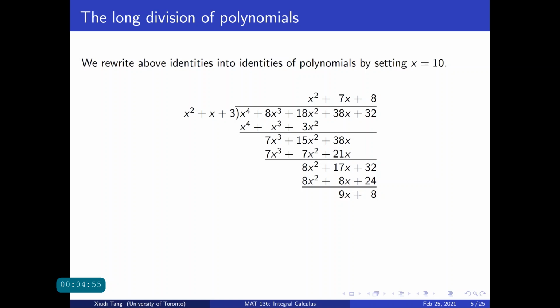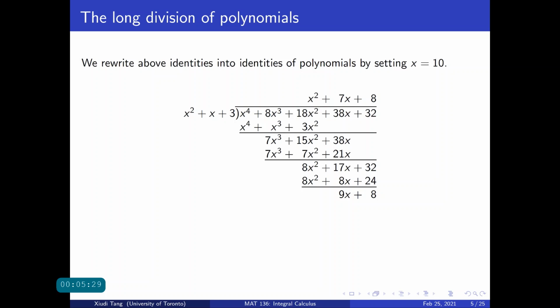We will see that the dividend is x to the 4th plus 8x cubed plus 18x squared plus 38x plus 32. The divisor is x squared plus x plus 3. And the quotient is x squared plus 7x plus 8. If we imitate the previous procedure, we get this.